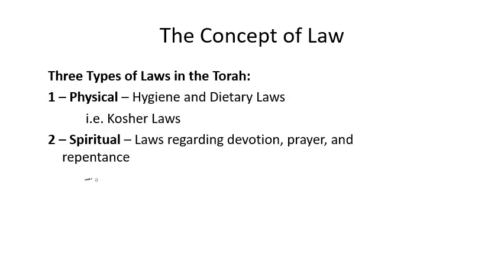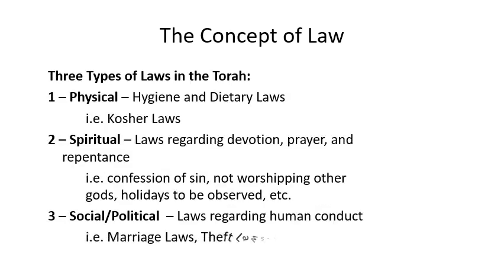Generally speaking, there are 3 different types of laws that appear in the Torah: physical laws, spiritual laws, and social, political, moral laws. Physical laws are rules pertaining to hygiene and diet, such as kosher laws, for example. Spiritual laws refer to rules regarding devotion, prayer, and repentance, like the confession of sin, not worshiping other gods, and holy days to be observed. And social political laws are rules regarding human conduct, things like marriage laws, theft laws, rules regarding the treatment of others, charity, etc.